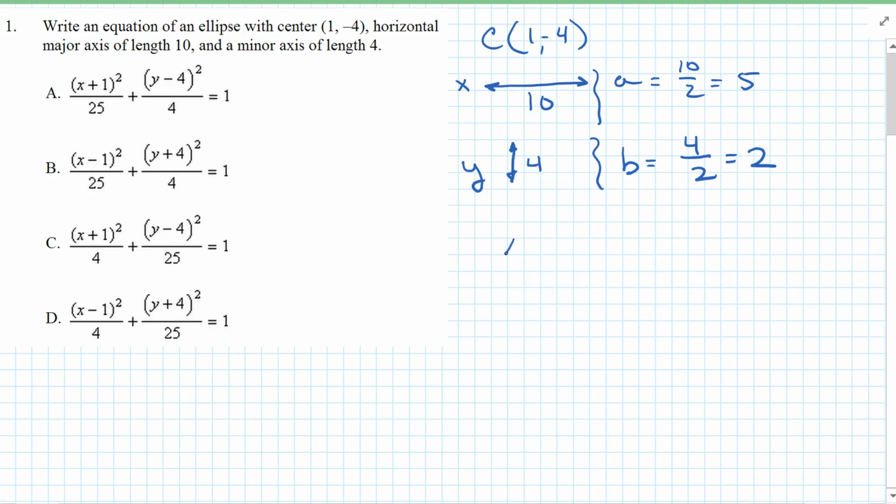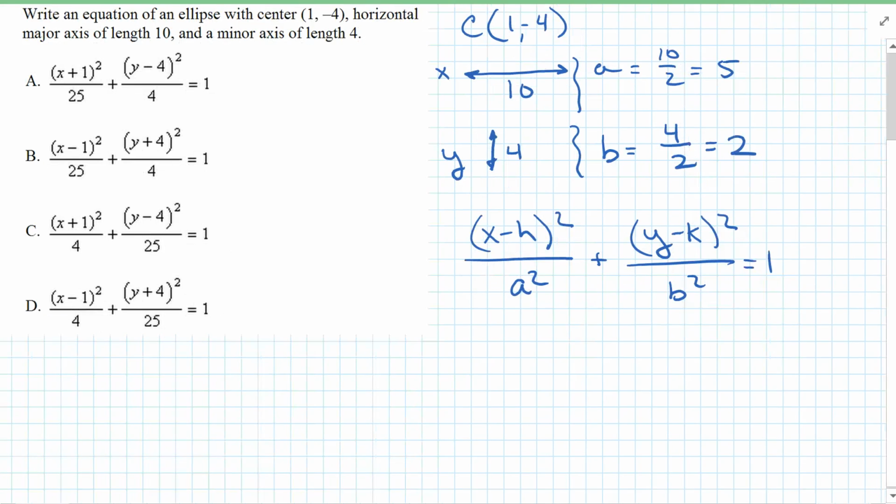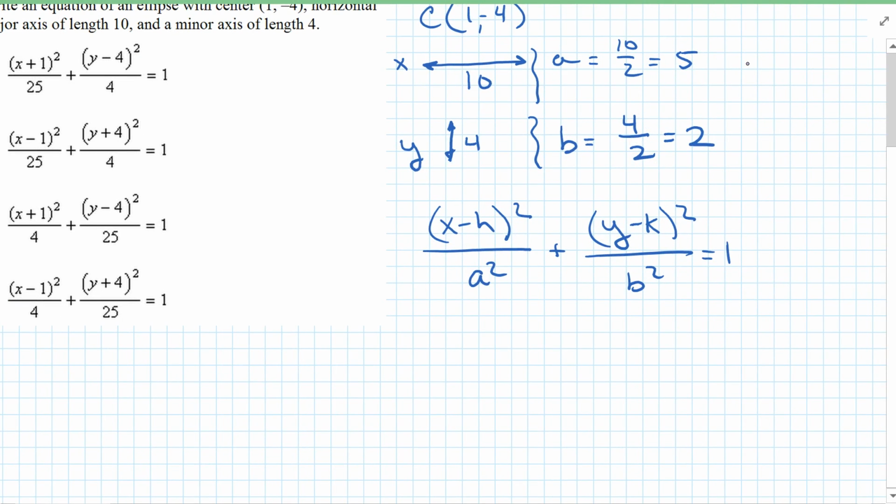Okay, so the equation would be (x minus h) squared over, x is tied with a this time, so a squared, plus (y minus k) squared over b squared equals 1. So now it's just plug and chug. So before we get started, a squared would be 25, b squared would be 4.